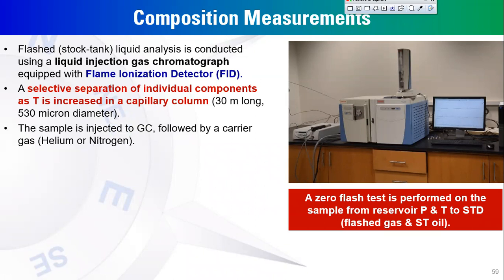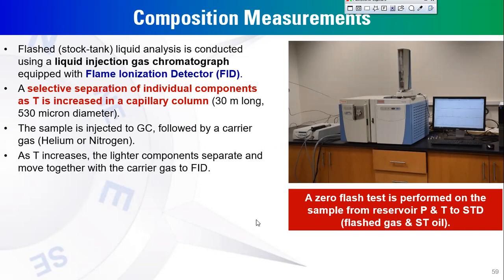Once the sample is injected into the gas chromatograph, it is followed by a carrier gas like helium, nitrogen, or another inert gas. As the temperature increases, the lighter components are separated from the system first, and the heavier components are separated step by step. So we can identify different peaks for every component using the gas chromatograph.